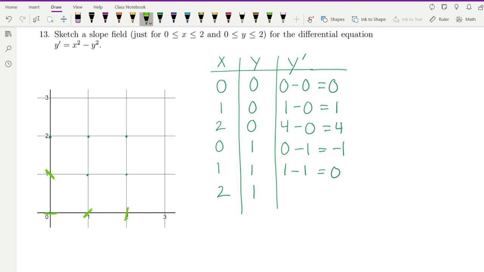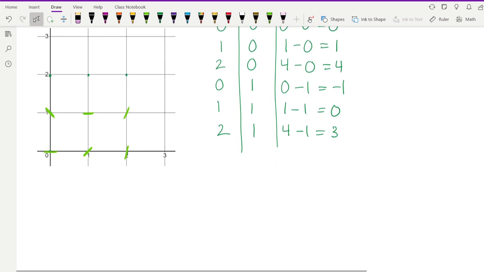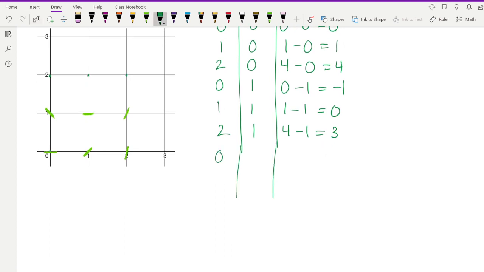So if a solution curve went through this point, it would be flattening out at this point. And then we have the point (2, 1). So that would be 2 squared is 4, minus 1 is 3. So it would have a steep slope, not as steep as the one down here, but still pretty steep. Probably steeper than what I'm drawing, but it's hard to draw really steep lines. Okay, last row. So now we have the points at a height of 2. So we can do (0, 2), (1, 2), and (2, 2).